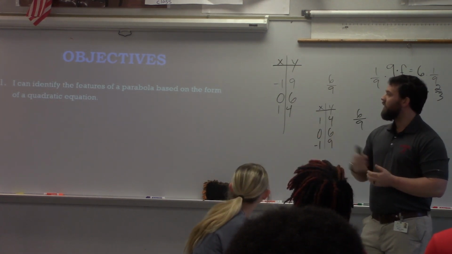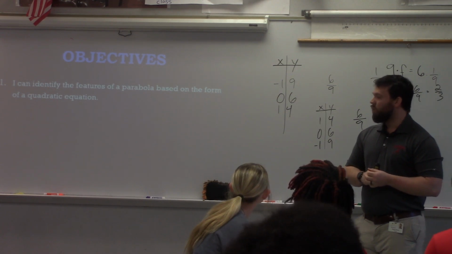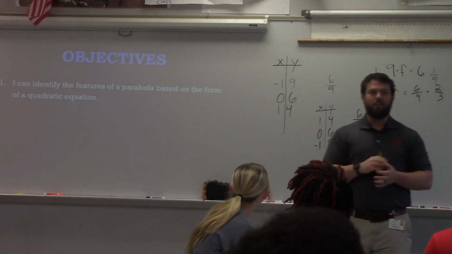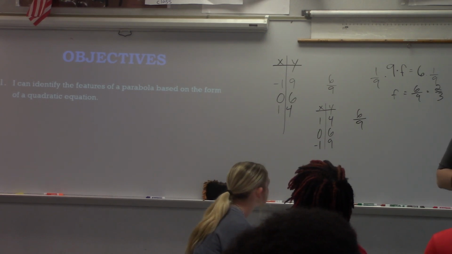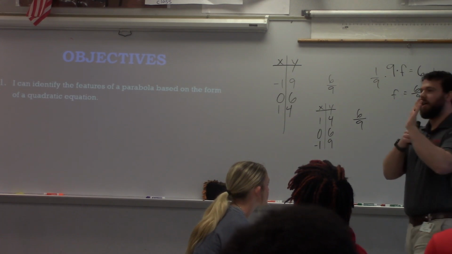But we're trying to identify the features of a parabola based on the form of a quadratic equation. What are the 5 features of the parabola of the graph that we're trying to look at? There's 5 features. Vertex, I need one more.